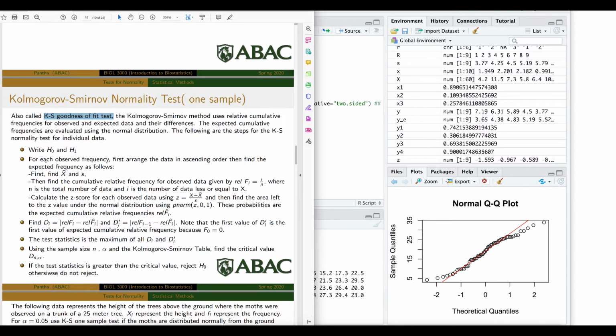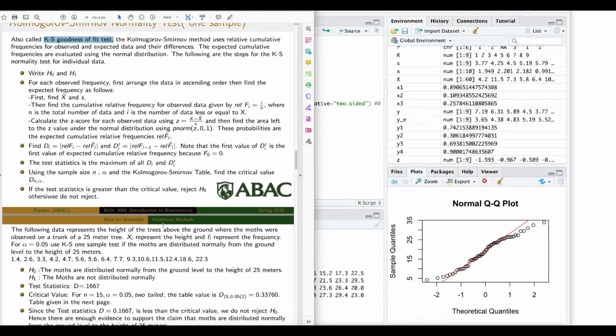Write down H0 and H1. For each observed frequency, first arrange the data in ascending order, like in the QQ plot, okay? And find the expected frequency as follows. So how do you find out the expected frequency for the given observed frequency? First of all, you find out x bar and s from the data.